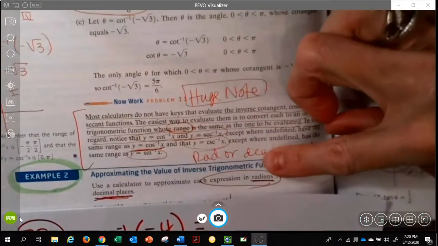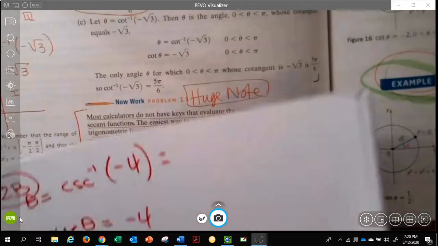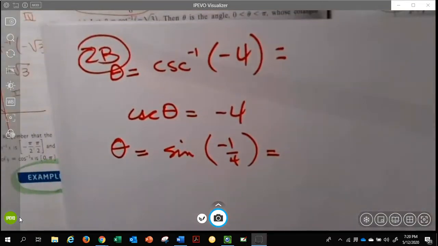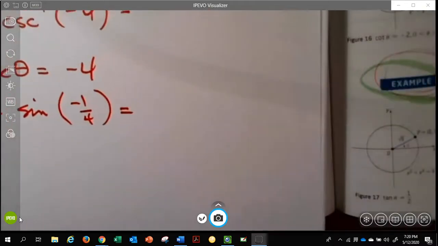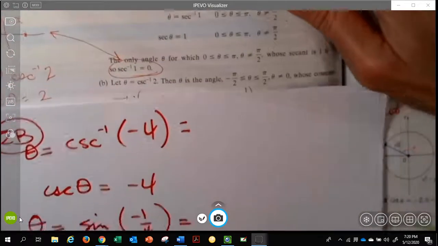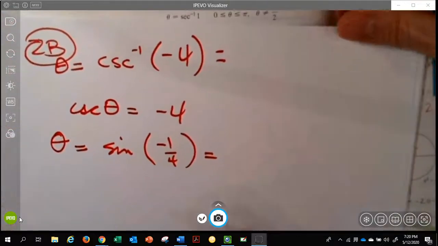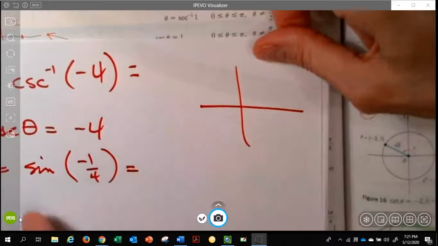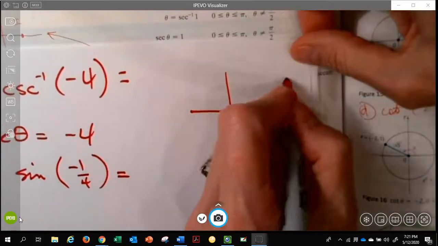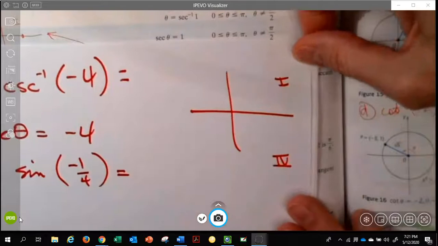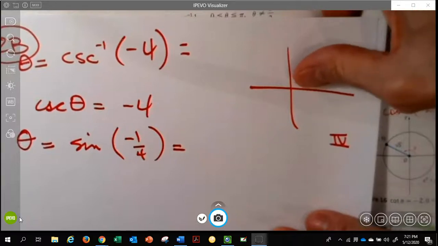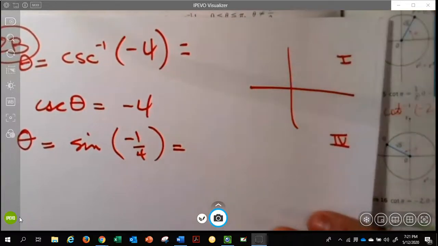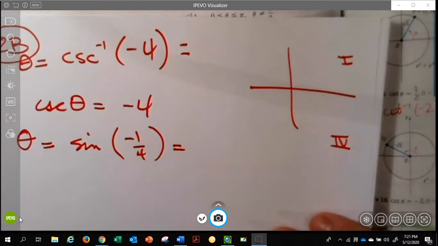Notice in the directions we have to be in radians, and they want us to round to 2 decimal places. I'm not doing a cute little triangle like I did a while ago. I'm talking about cosecant, which is related to sine. Sine gets blocked to the 1st and 4th quadrants, and so does cosecant, but remember it just can't have 0. It can have everything else. And remember we're talking radians.